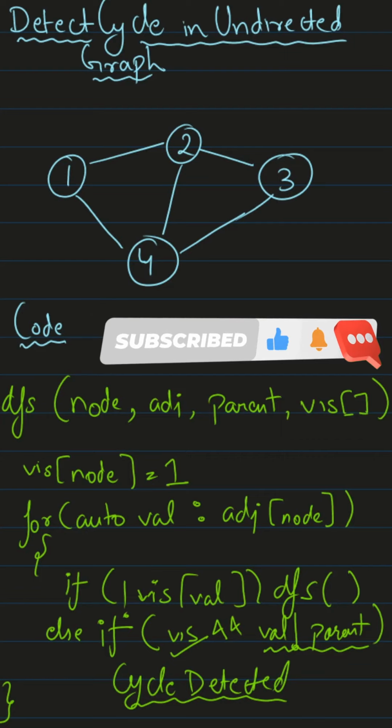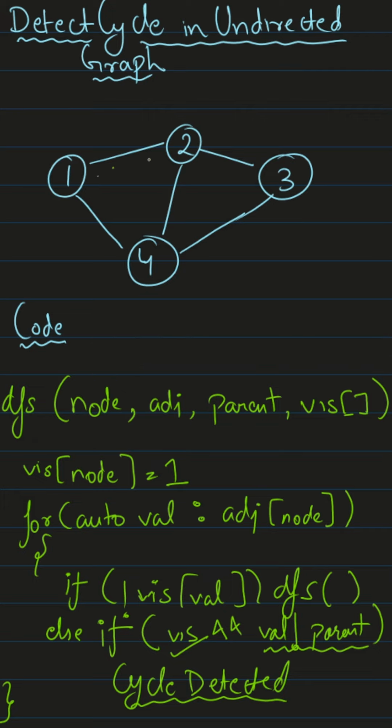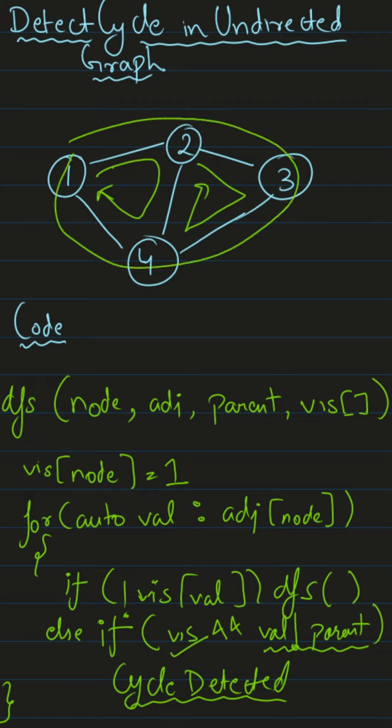Okay, so detect a cycle in an undirected graph. As you can see, we'll take this example. Over here, we can see that there is a cycle between 1, 2, 4, and 1. Or similarly, there's a cycle between 2, 3, 4, and 2, and overall, there's a cycle between 1, 4, 3, and 2. So we can detect any of these cycles, and if there's any single cycle, we'll just return true.